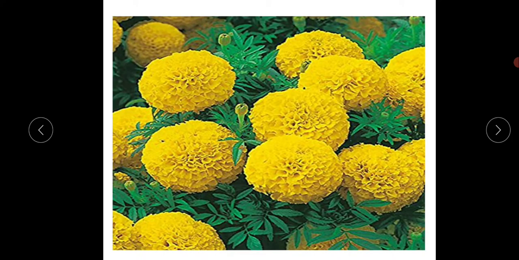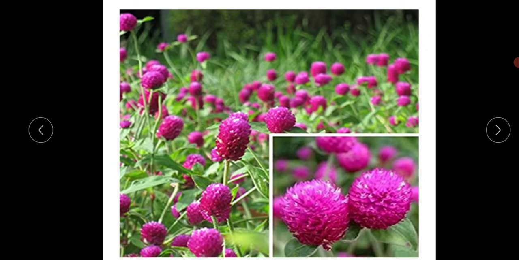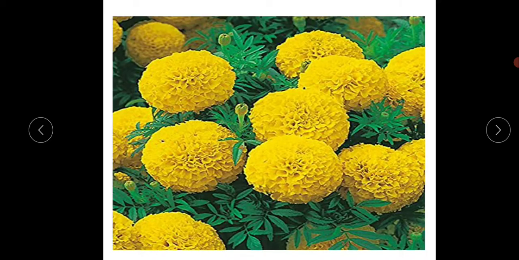Here is the marigold flower. It also gives us flowers, right? It is so nice to see. It's yellow in color, right? And the first one was pink in color. You have to identify the name of this flower. Okay, children? It's your homework.